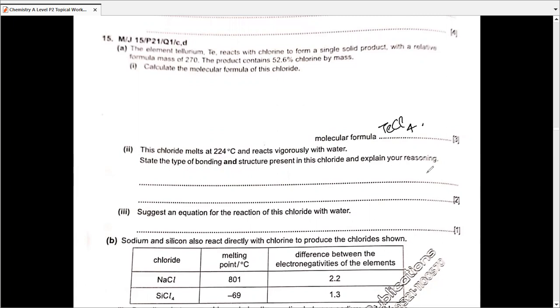Now, this chloride melts at 224 degrees centigrade and reacts vigorously with water. State the type of bonding and structure present in the chloride and explain your reasoning. Now, this gives us the idea as well as this. Both of the things connect to just one point. It's covalent. And this tells us it's simple covalent. Also, this tells us the same thing.